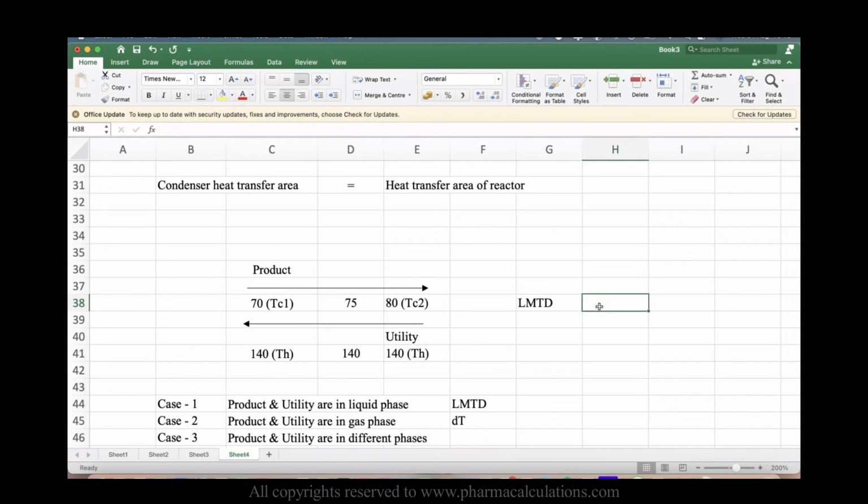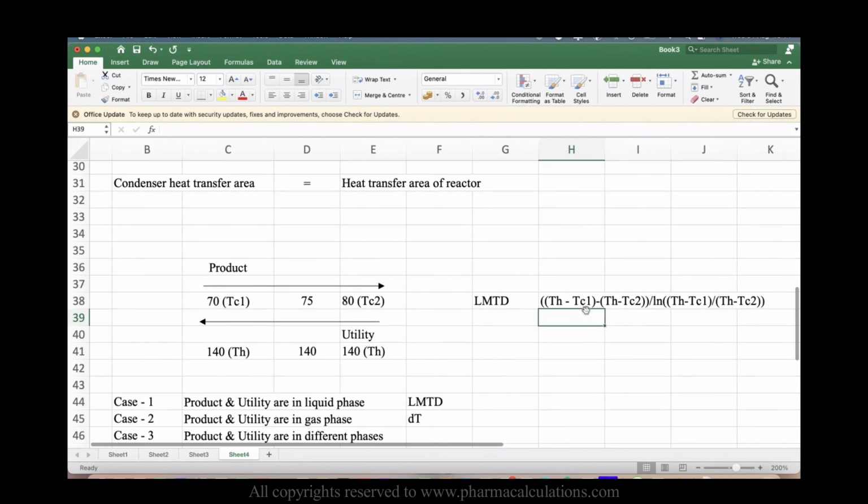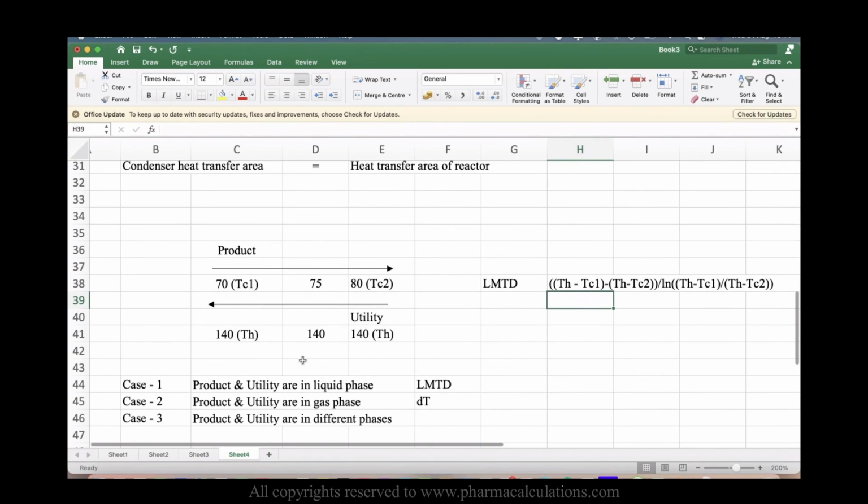In this case, the LMTD shall be calculated as (TH minus TC1) minus (TH minus TC2), divided by ln of (TH minus TC1) divided by (TH minus TC2). Okay, so this is how we need to calculate the LMTD where the product as well as utilities are in different phases. So this is how we are going to estimate the LMTD for different scenarios.